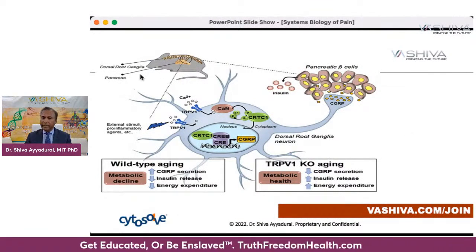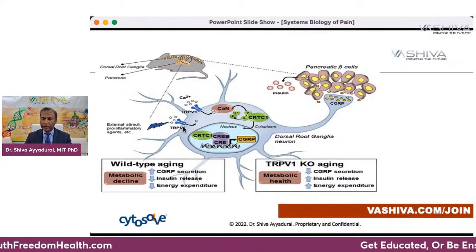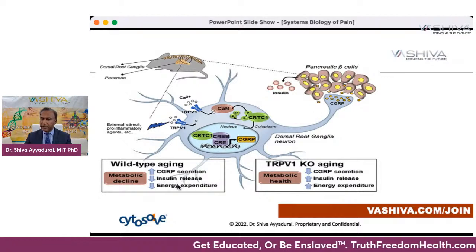But one of the things they recently found out was with these mice. So the wild type, meaning the mice that had their TRPV1 receptors, they secreted CGRP. And guess what the CGRP did?